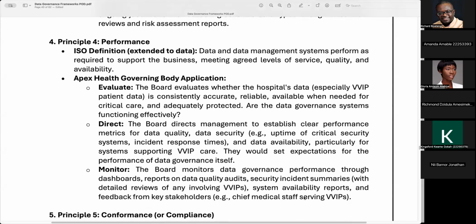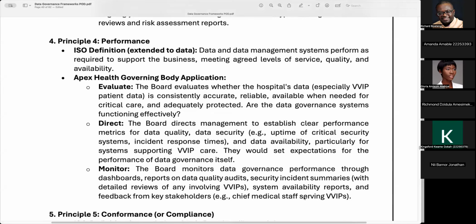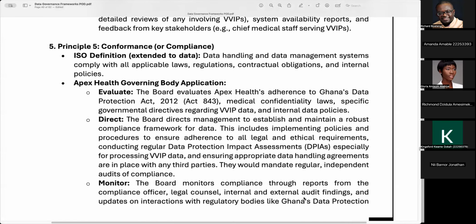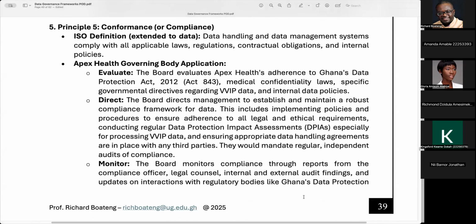They direct management to establish and maintain a robust compliance framework, implement clear policies and procedures that translate legal and ethical requirements into operational practice, ensure mandatory data privacy impact assessments, DPIAs, are conducted for any new or significant processing of VVIP data, as required by Act 843, ensure third-party agreements contain stringent data protection clauses, and mandate regular independent audits of data practices specifically focused on compliance.